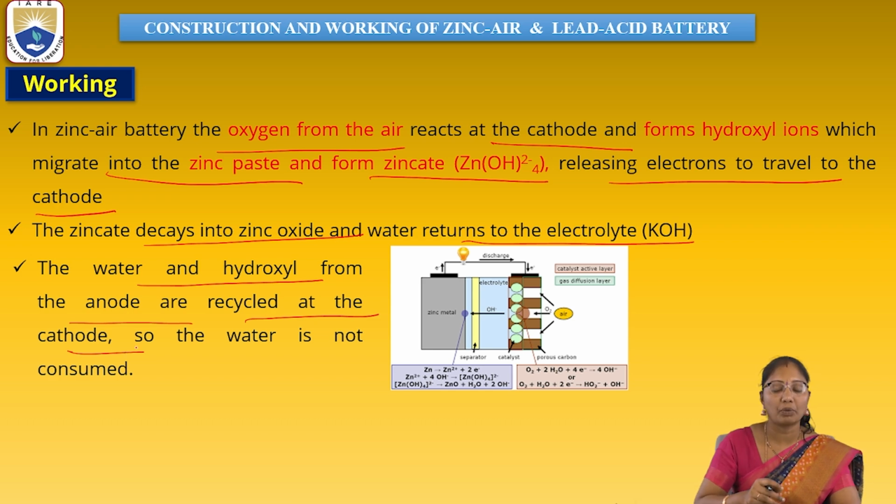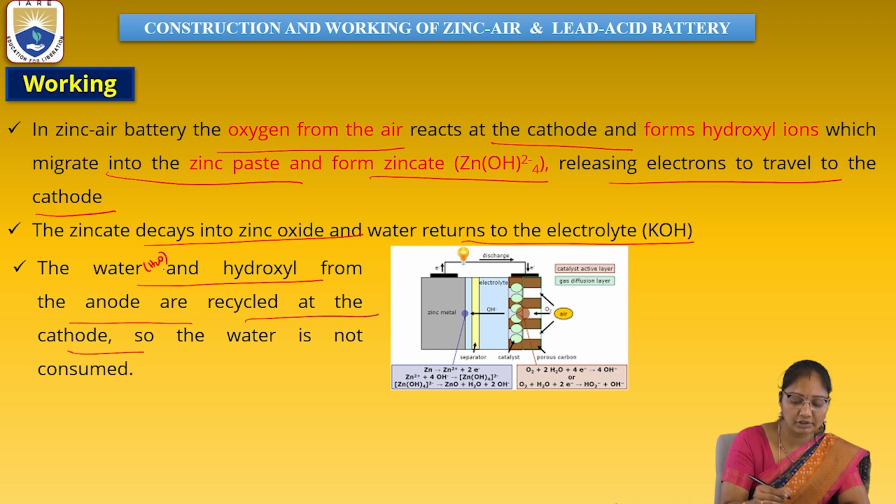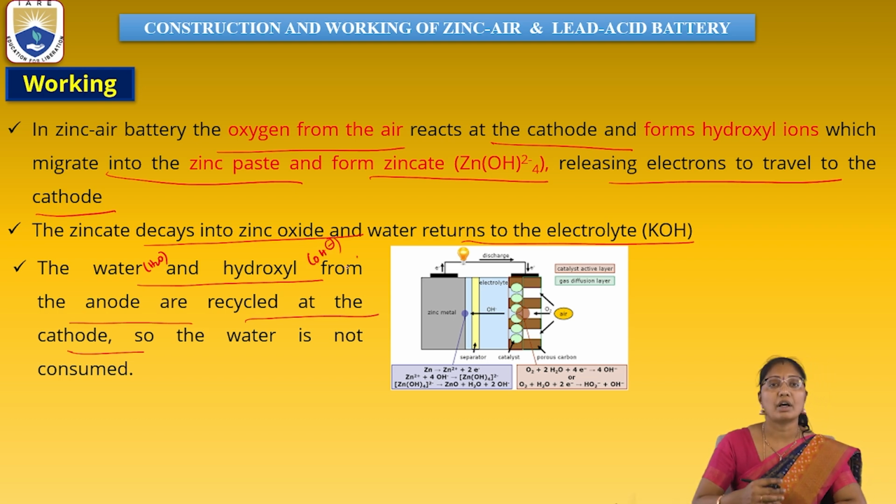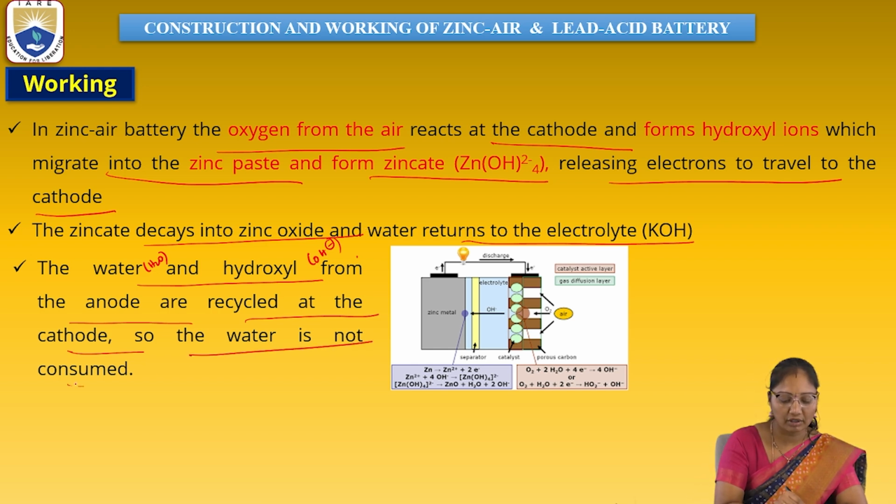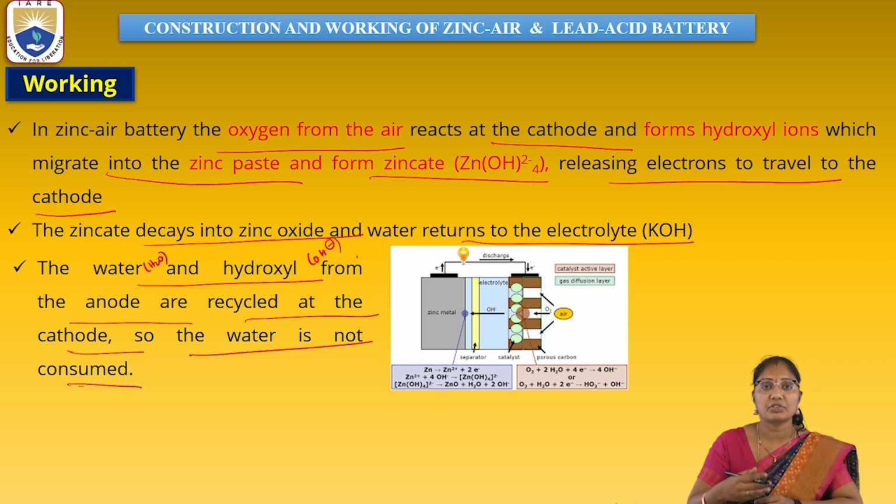So here what happens? The H2O molecules and OH minus ions from the anode are recycled. So continuous formation will happen. Again it will go to the cathode, and there it again forms zincate. Zincate will again be converted into zinc oxide and water molecules. Then this process will happen continuously. So the water is not consumed here, due to this recycling process.